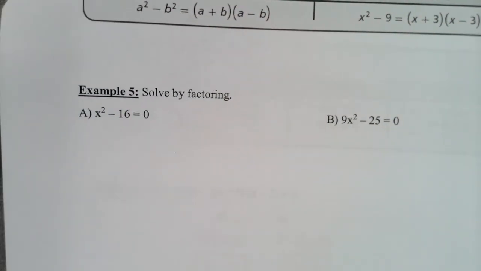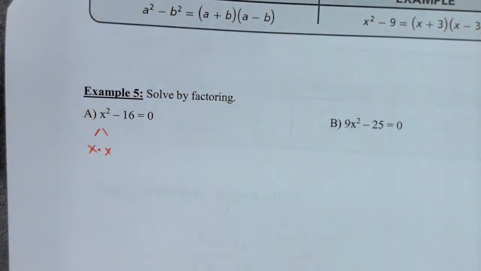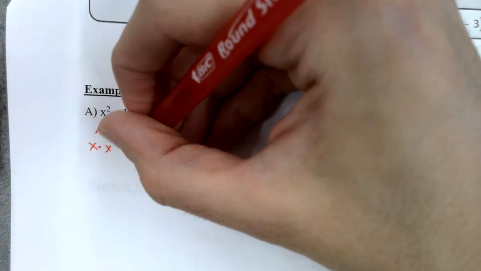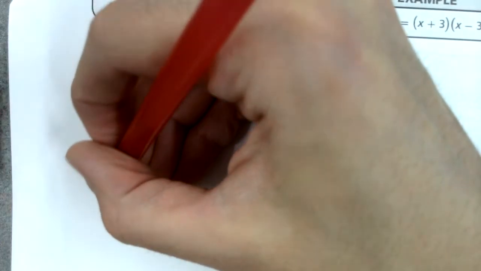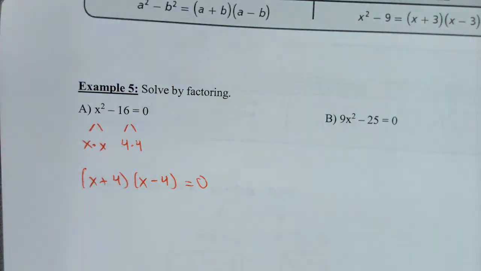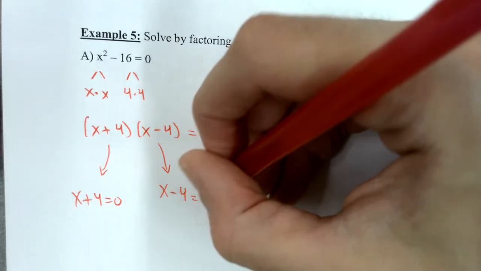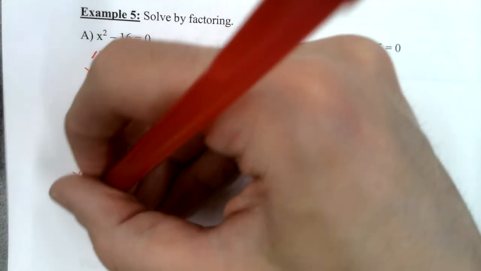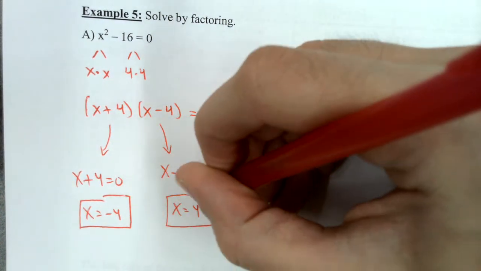Okay? So example 5a, solved by factoring. So we got two perfect squares because x squared is a perfect square because it equals x times x. Okay? 16 is a perfect square because it equals 4 times 4. So you factor it into x plus 4 times x minus 4. And now solve each one. x equals negative 4. And x equals positive 4.